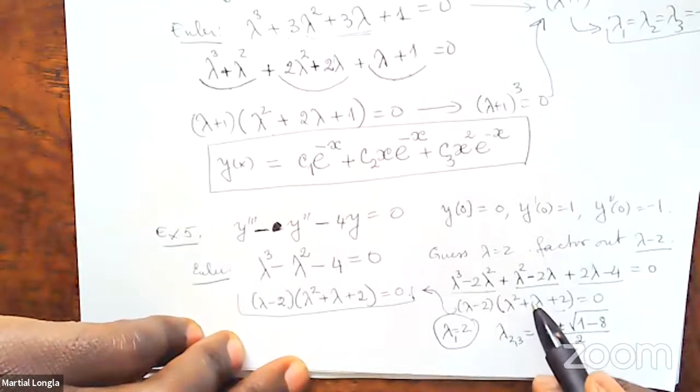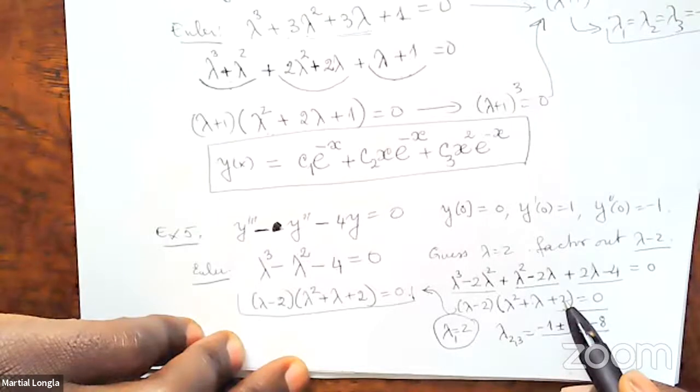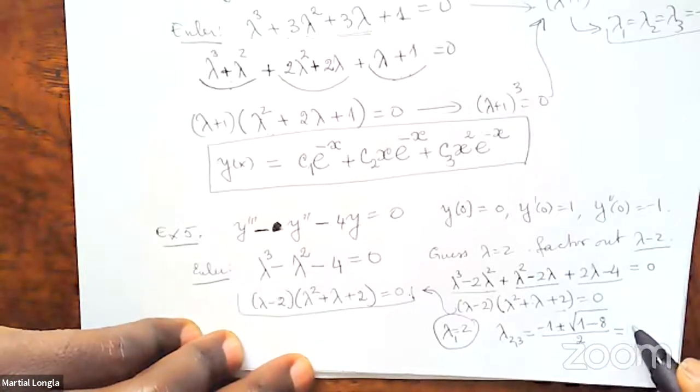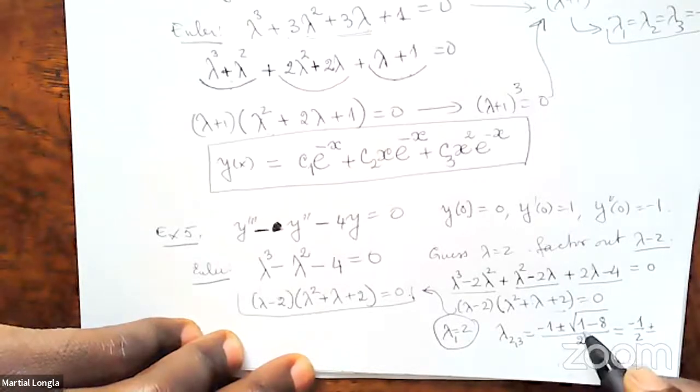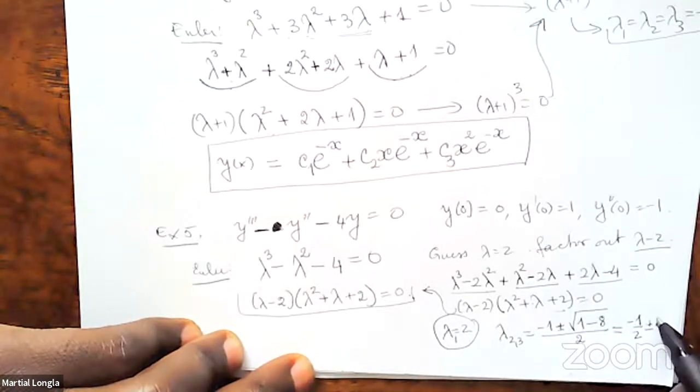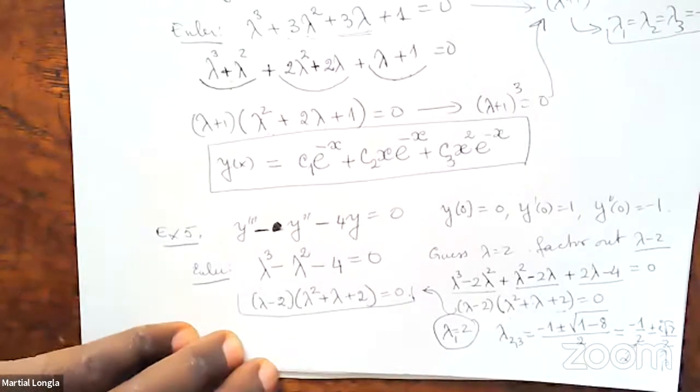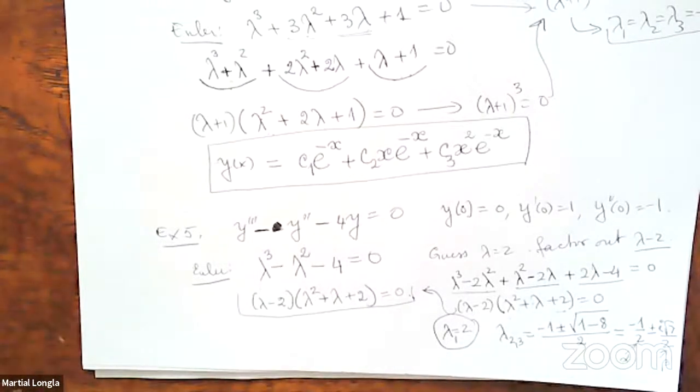So b squared, 1, minus 4ac, minus 4 times 2, 8. And so that gives you minus 1/2 plus or minus the square root of 7 i over 2. So that's alpha, and that's beta. And the i comes because this is the square root of minus 7.